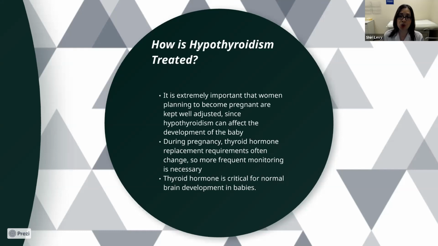It is very important that our women of reproductive age seek medical treatment prior to conception so that labs are good at conception. And once they're pregnant, reach out to us so that we check the labs early in the first trimester. Thyroid hormone is critical for normal brain development, and we do not want to miss the opportunity to treat when it is such a simple thing to do.